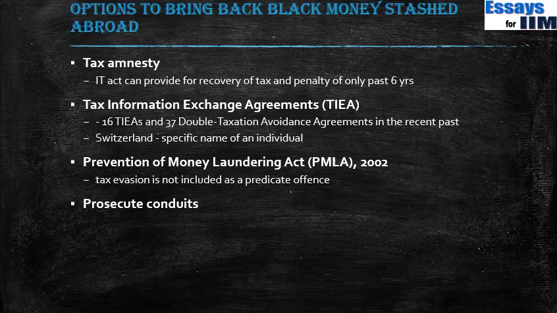So the US has been pretty instrumental in doing something like this. They prosecute banks if they have helped in tax avoidance. So this way, when the responsibility is fixed on the banks, it becomes difficult for the banks to actually help people directly or indirectly in generating black money. So this is another way of dealing with black money.